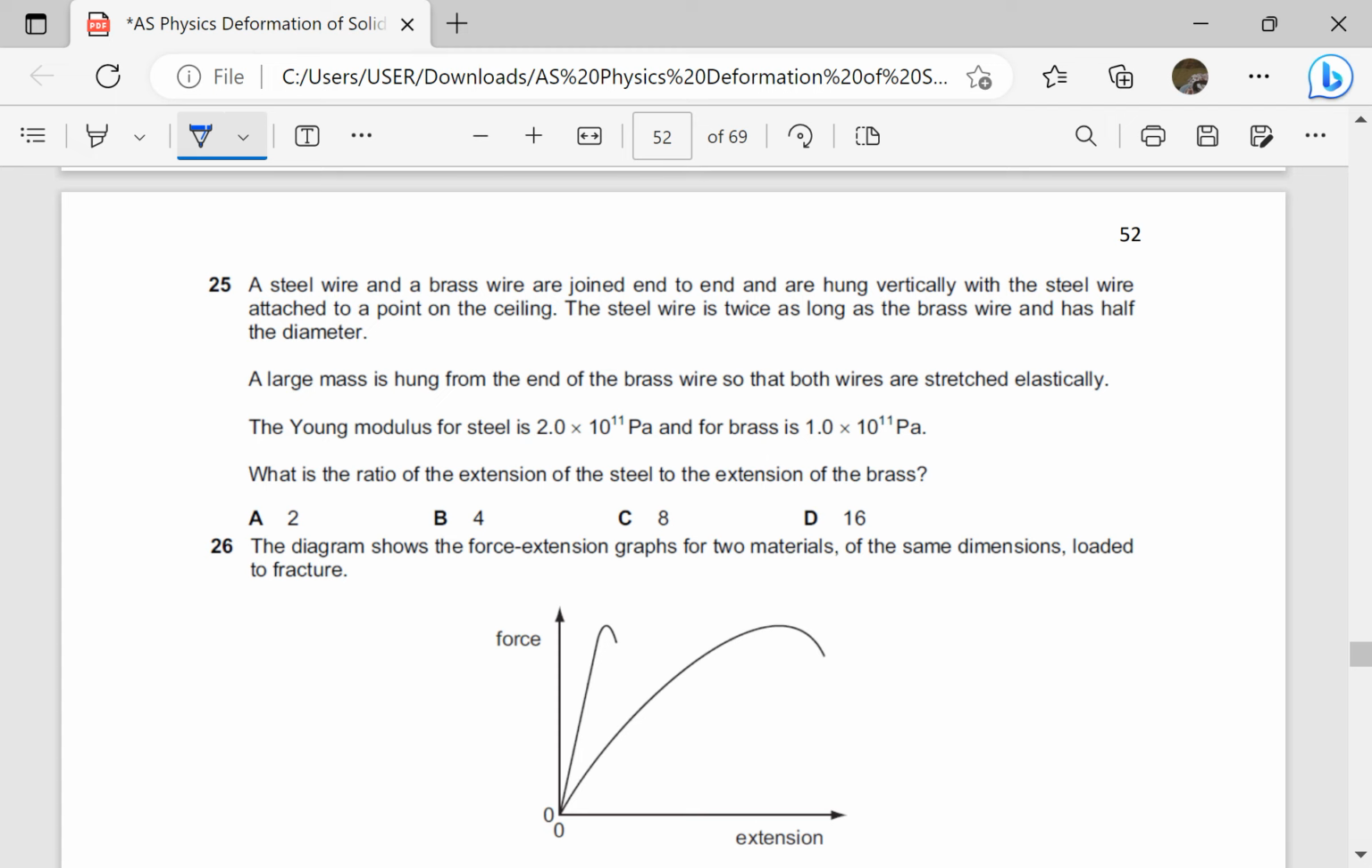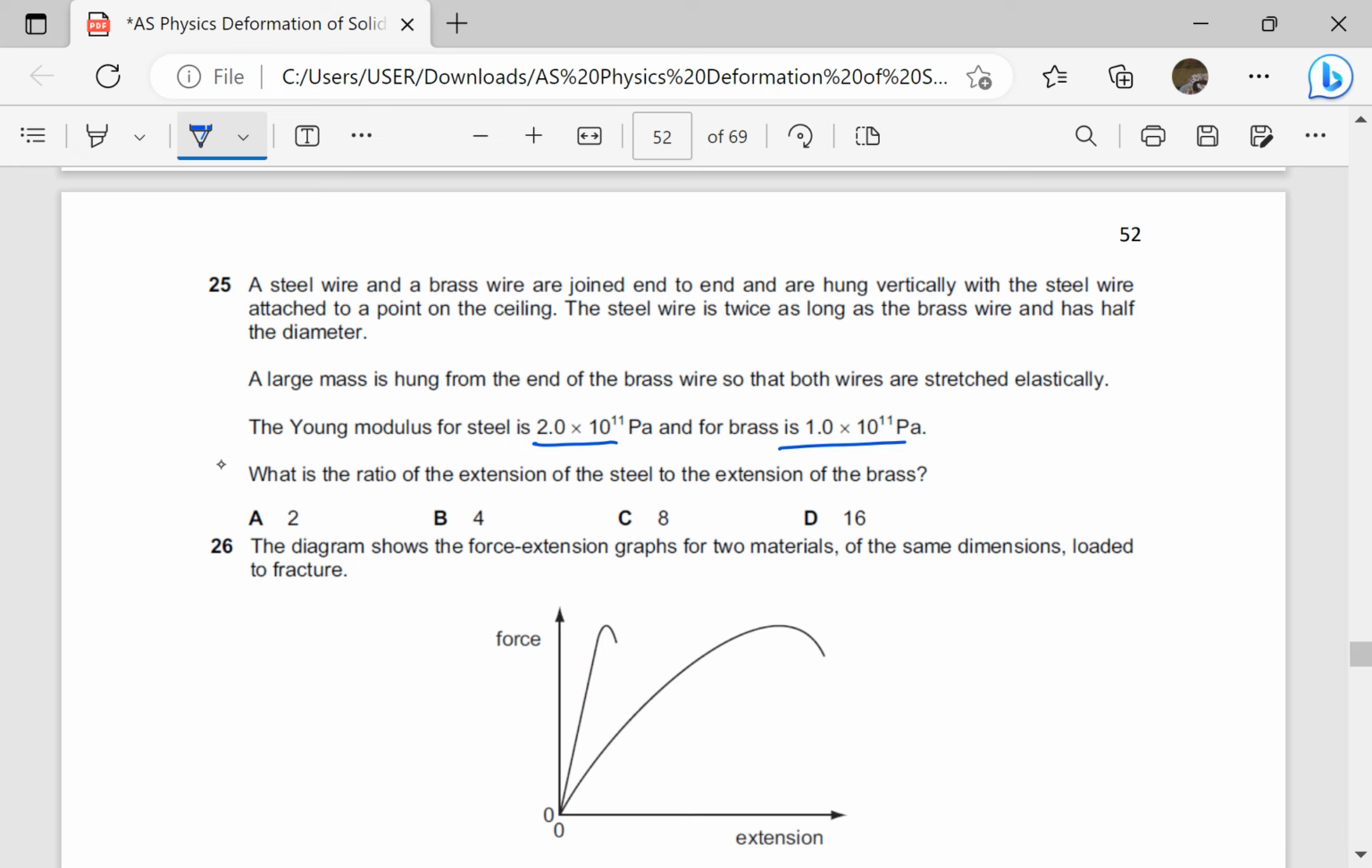A steel wire and a brass wire are joined end to end and are hung vertically with the steel wire attached to a point on the ceiling. The steel wire is twice as long as the brass wire and has half the diameter. A large mass is hung from the end of the brass wire so that both wires are stretched elastically. The Young modulus of steel is given as that, and of brass is given as that. What is the ratio of the extension of the steel to the extension of brass?